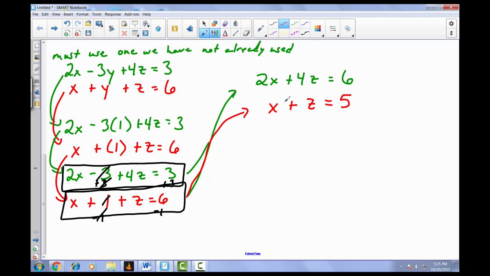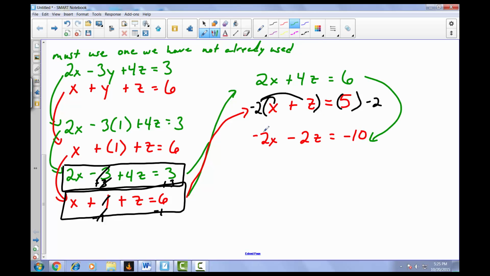Now that we have things in terms of just two variables, we can use the elimination method again. You really have a choice here to go with whichever variable you want. Maybe we'll try to cancel out the x's. So we'll multiply both sides of the red equation by -2. When we distribute that, it comes out to be -2x minus 2z is equal to -10. I'll rewrite our green one. That's 2x plus 4z is equal to 6.